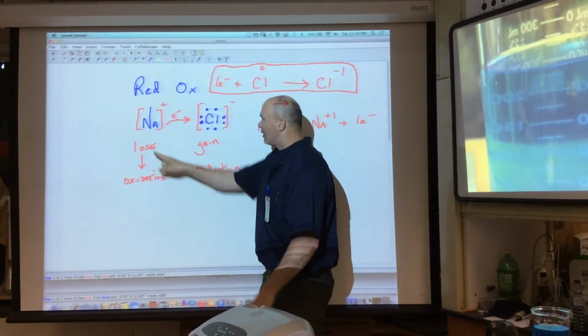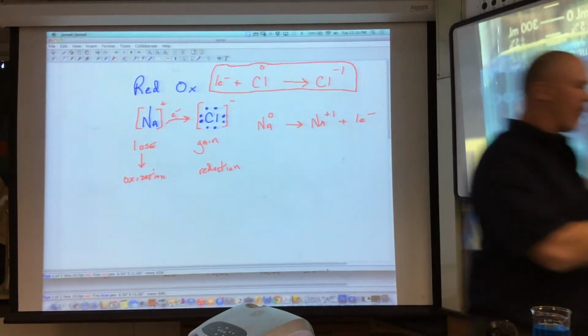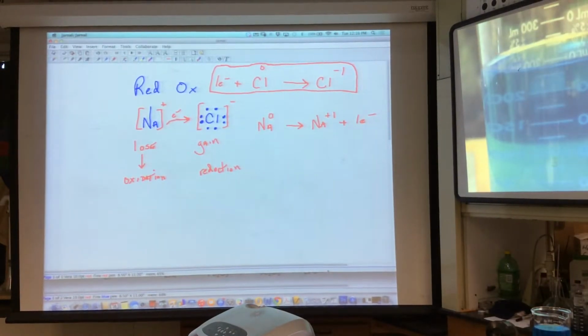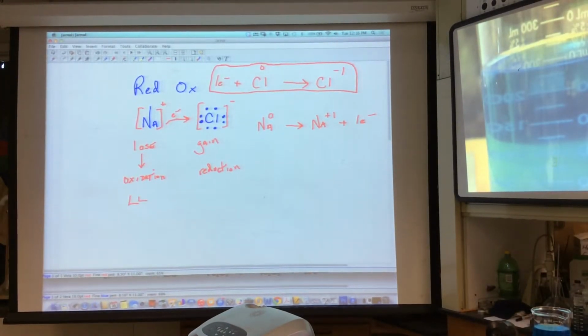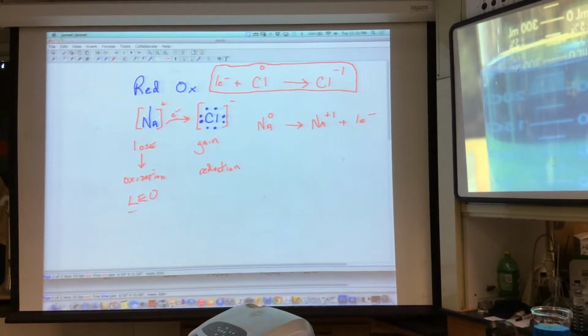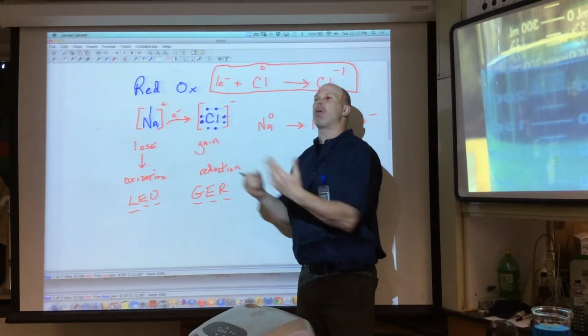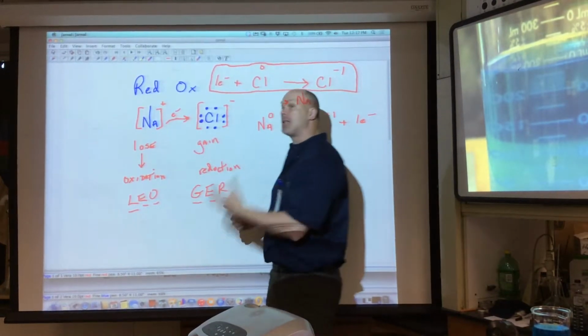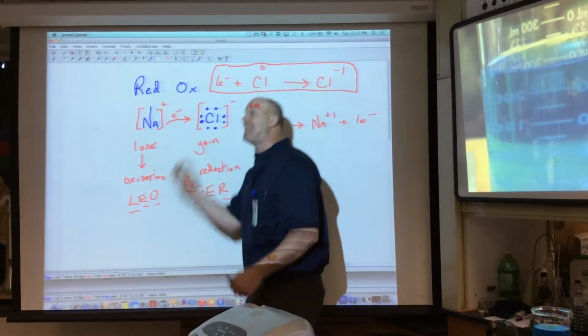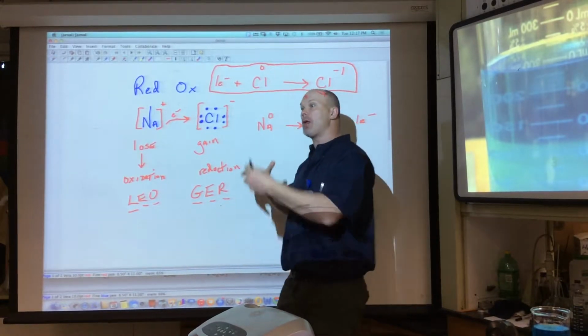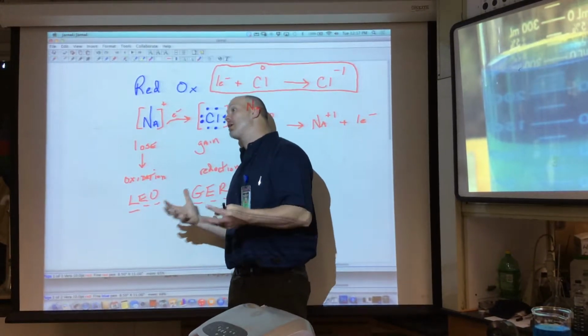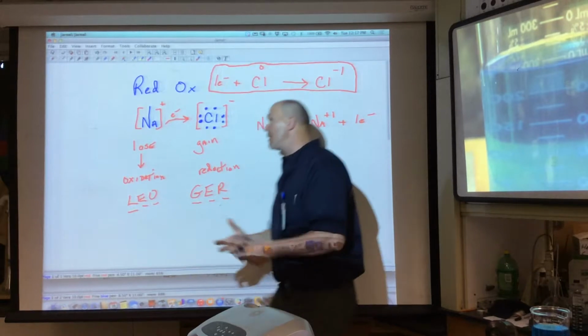Right, Leo. Lose the electron. Leo, the lion. So losing electrons is oxidation, says grrr. Gaining electrons is reduction. So we're passing electrons around. We've done this before. We called it ionic bonding, but now we're studying it in detail. So this is really a unit where we're reviewing things we've learned, but with a little more detail.